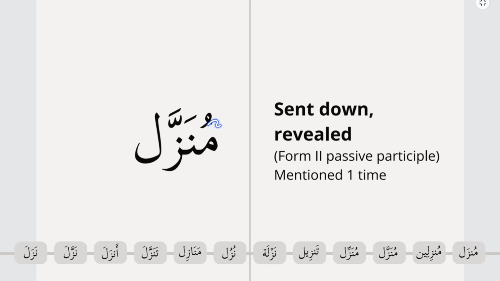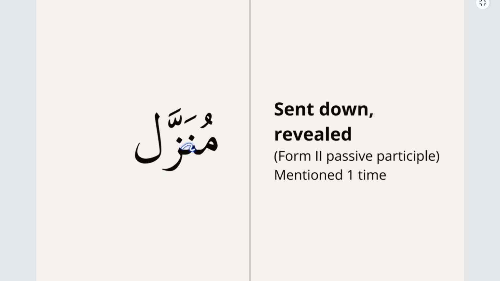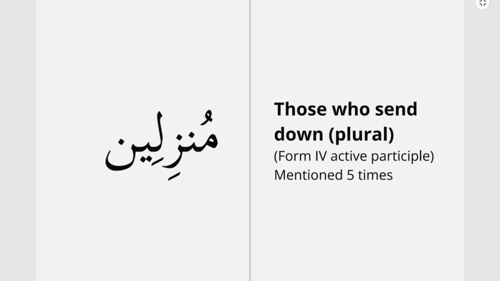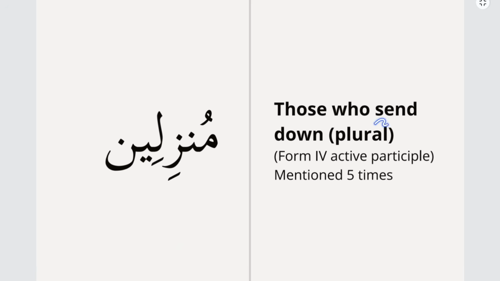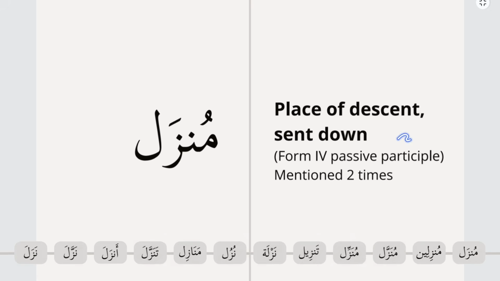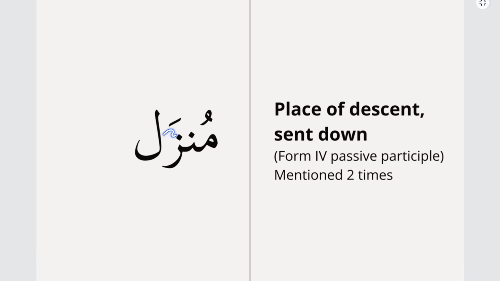The next word is a passive participle, which is munazzal. Munazzal means a thing or someone who was sent down or revealed. The next word is a plural form, munzilin. Munzilin. It's an active participle, so it means those who send down. The next word is a passive participle from the same word, but in the singular form, munzal. Munzal is the thing that was sent down.